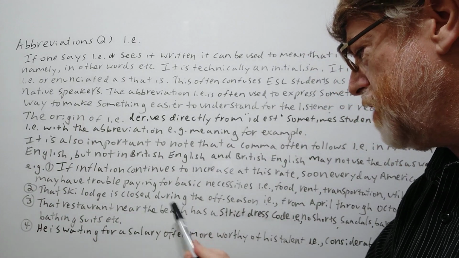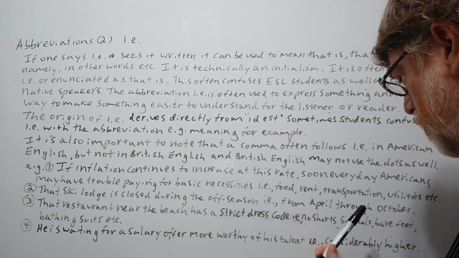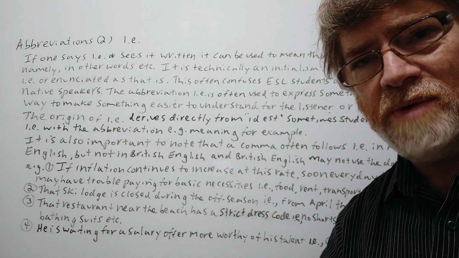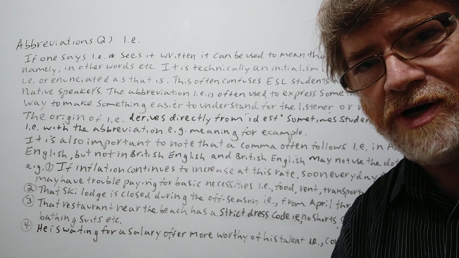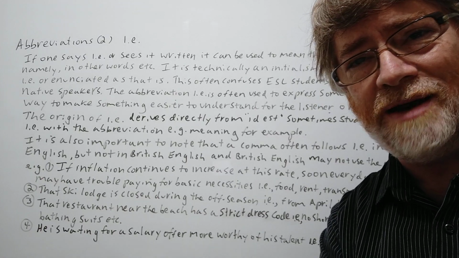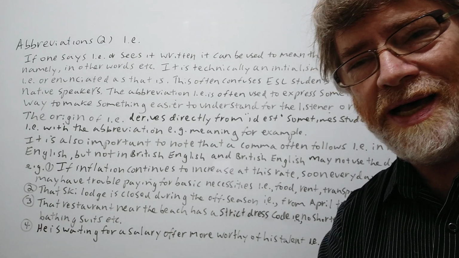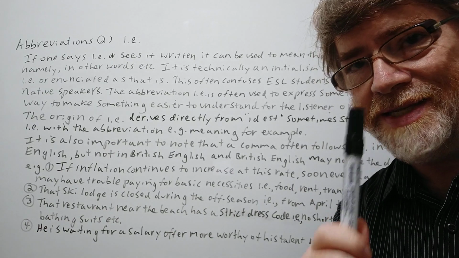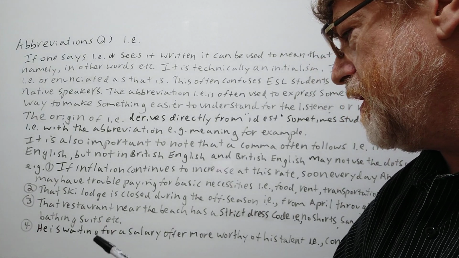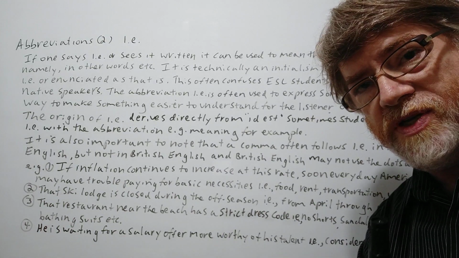Number 3, that restaurant near the beach has a strict dress code, i.e., no shorts, sandals, bare feet, bathing suits, etc. So they don't want people just coming into the restaurant because they're coming right off the beach. Maybe they don't have any shoes on like they had on the beach, or maybe a girl is coming in her bikini, for health reasons or hygiene reasons. They don't want this.